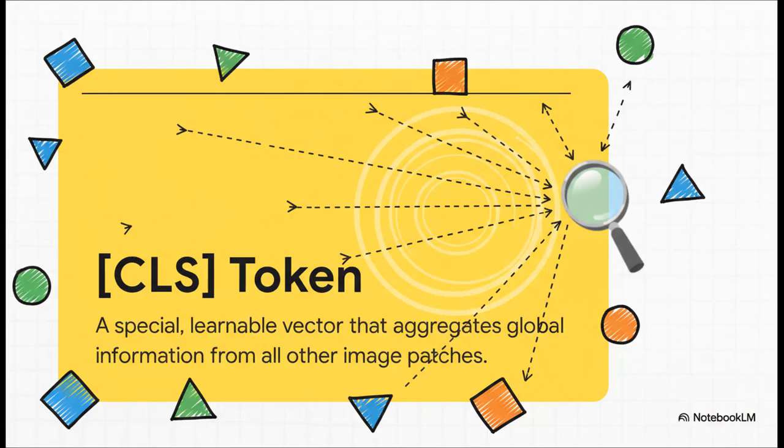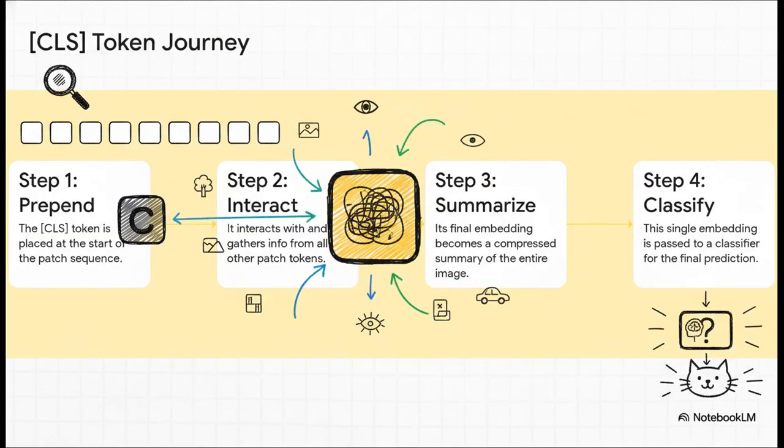The best way to think about the CLS token is like an empty bucket. It starts off as just a random vector, knowing nothing. But you place this empty bucket at the very beginning of your sequence of 196 image patches. And as they all go through the transformer's processing, this bucket gets to interact with every single patch. It learns to collect and absorb the most important bits of information from all over the image, gradually filling itself up. Let's actually trace its journey. We tack this CLS token onto the front of our line of patch vectors.